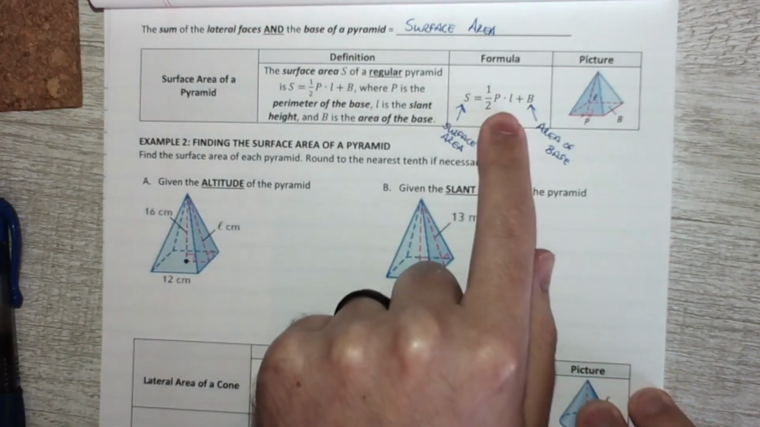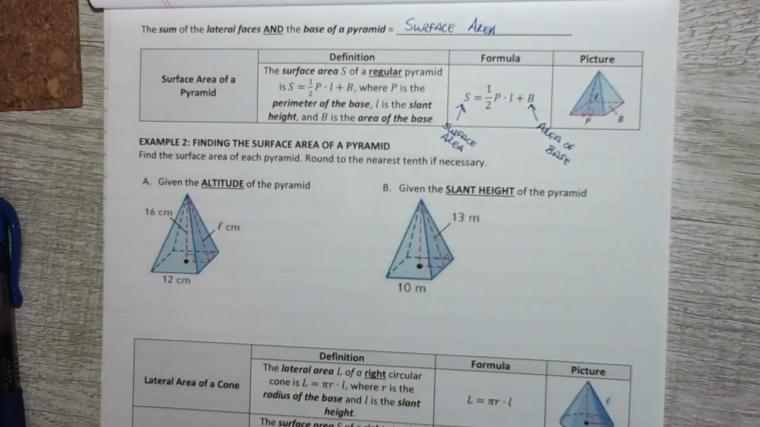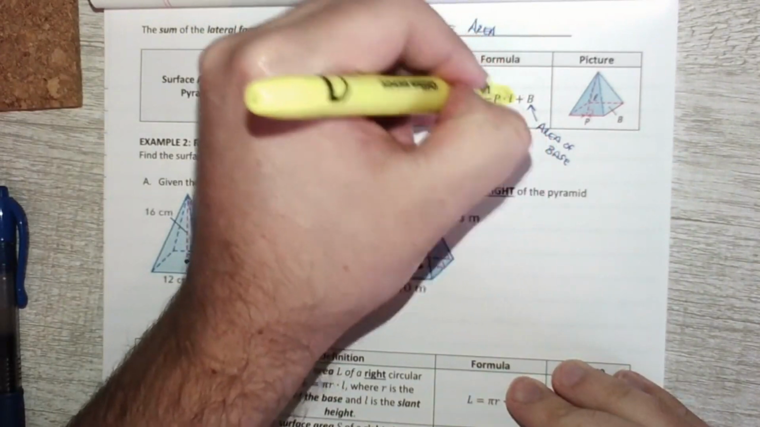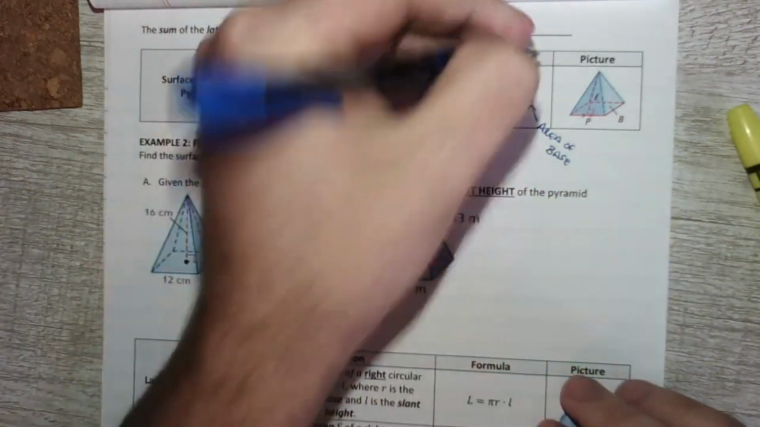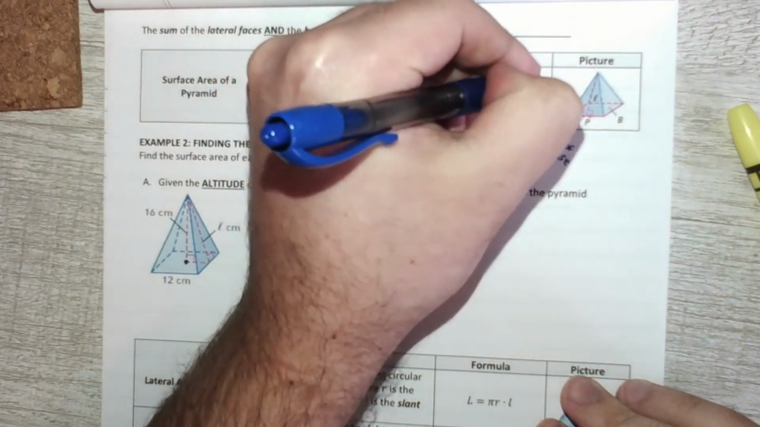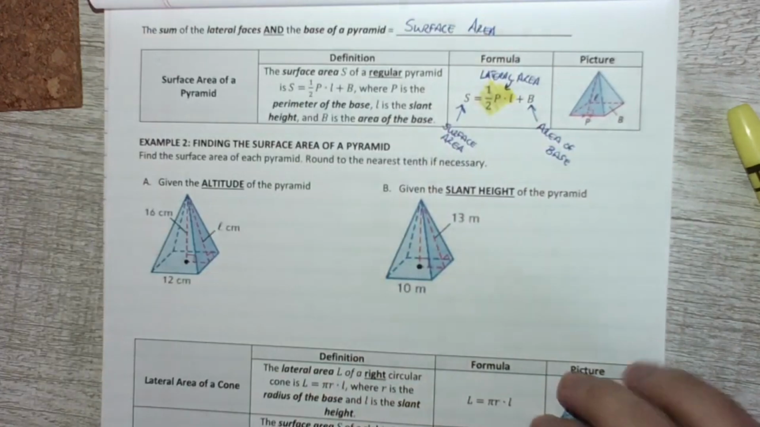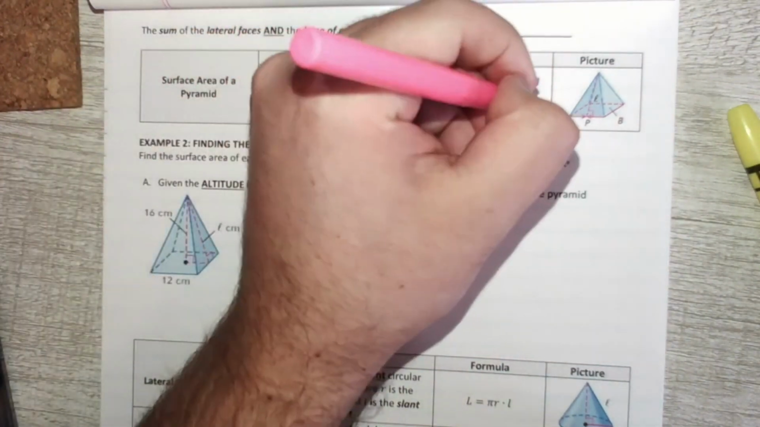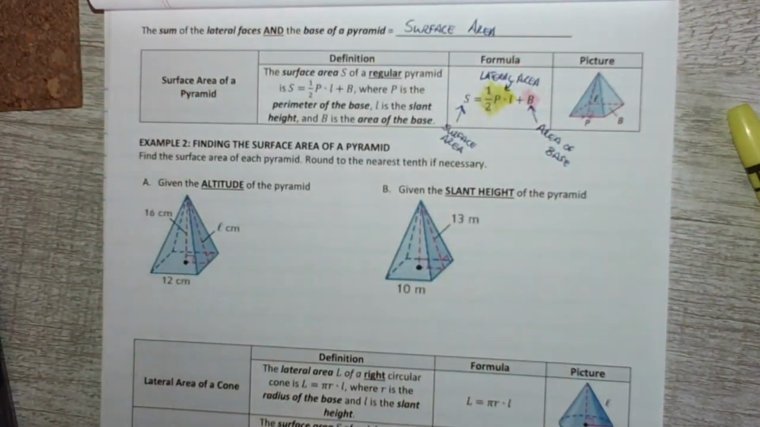And then we have seen this before. This 1/2 of the perimeter of the base times the slant height is just the lateral area. So literally all we are doing is finding the lateral area, and then adding in the area of the base. Okay, so we're adding one more step to this.